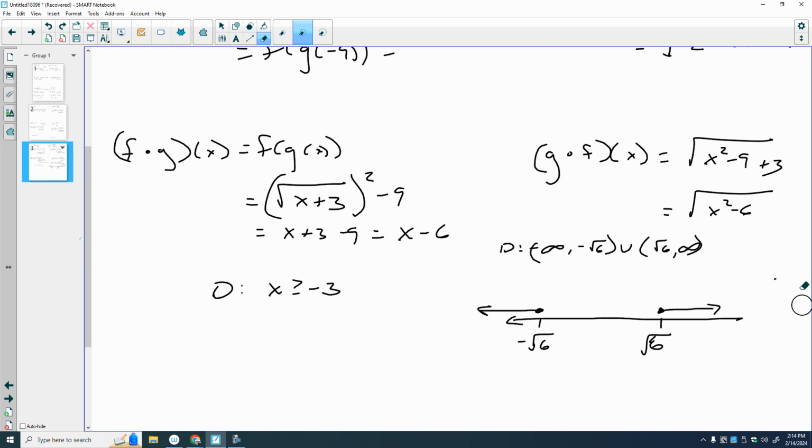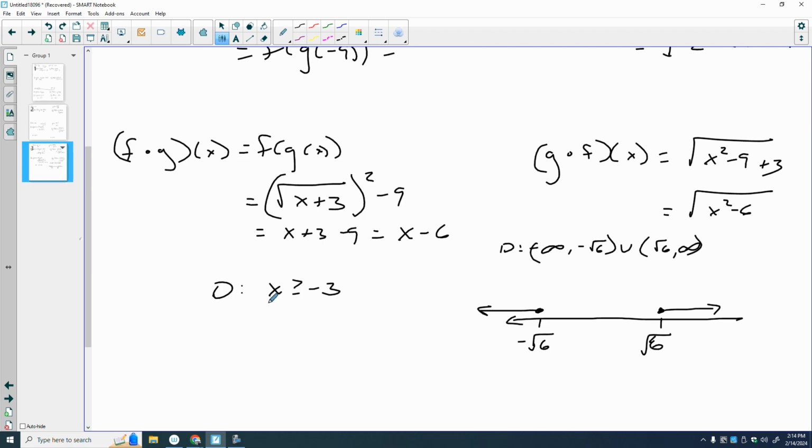Get rid of this because I don't need it now. My domain is all of this and all of this. When you have something like this, make this equal to 0, and then just ask yourself the question, is it on this side or is it on this side?